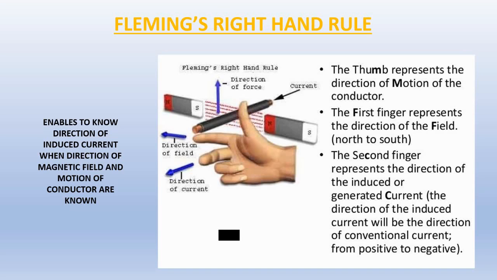The thumb represents the motion of the conductor. The first finger represents the direction of the magnetic field, which is always from north pole to south pole. When these two are known, the second finger represents the direction of the induced current. This induced current is perpendicular to both the magnetic field and the motion of the conductor, and its direction is that of the conventional current, from the positive terminal of the battery to the negative. In this way we know the direction of the induced current flowing through the circuit.